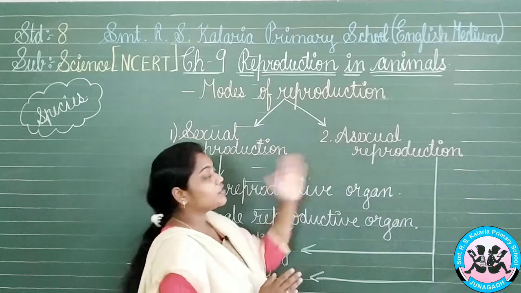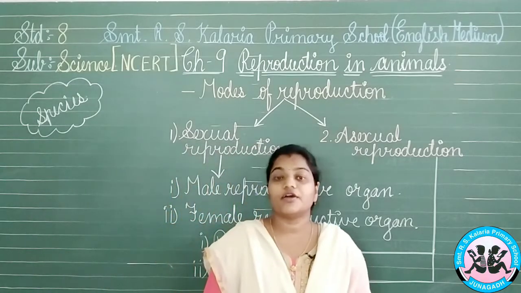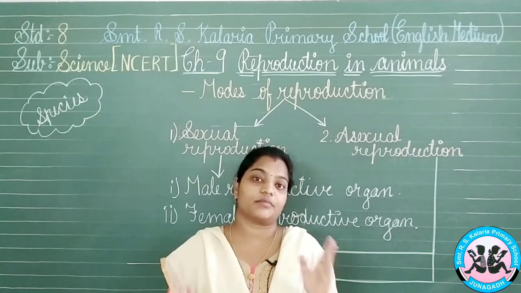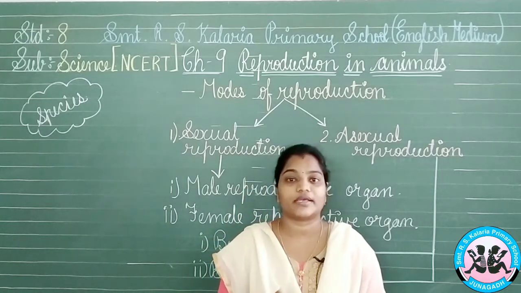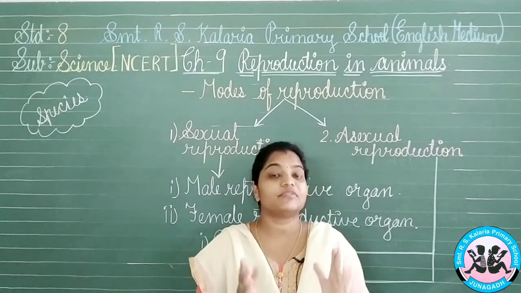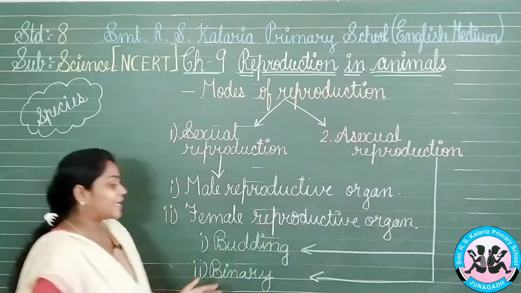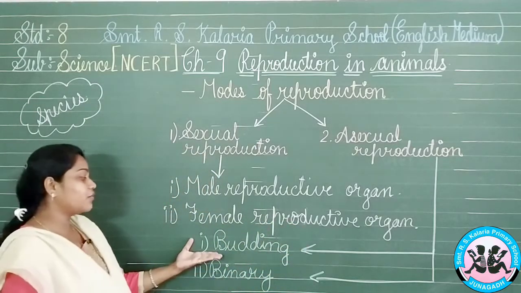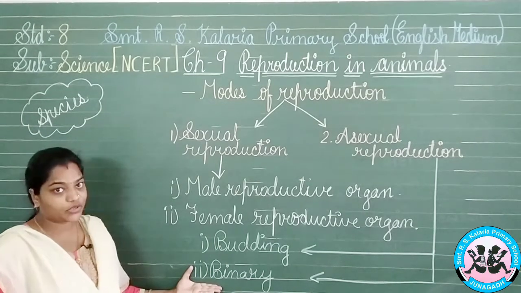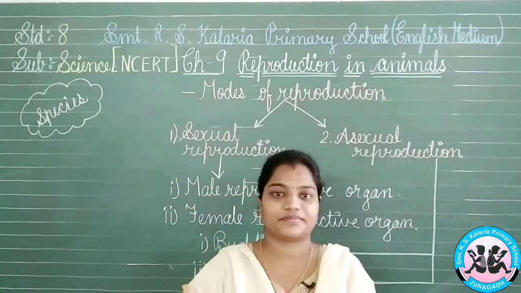Now, the second term is also given, that is asexual reproduction. What is this asexual reproduction? Here we do not require the male reproductive organ or the female reproductive organ, because only one parent is required, or is enough, to give birth to another organism of the same species. Okay. So, that also we will be studying further. Now, here are the types. What are the asexual types? Here we have the budding system and the second one is the binary fission system. Okay. So, these are what we are going to look at in this chapter.